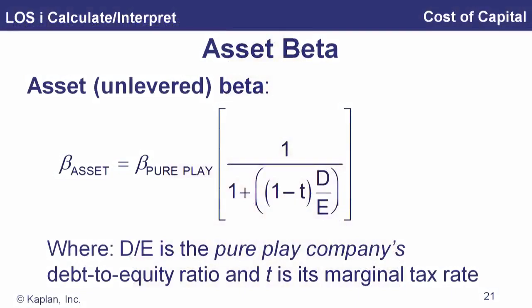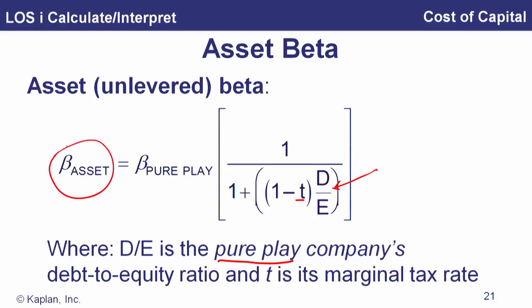So there's the formula you need to remember. The learning outcome statement here says calculate and interpret. So this is how we unlever the beta. We multiply by this term here. So this is the tax rate and the debt equity ratio of the pure play company. So we unlever it, and now we've got the asset beta. We've got the all equity beta, if you will.